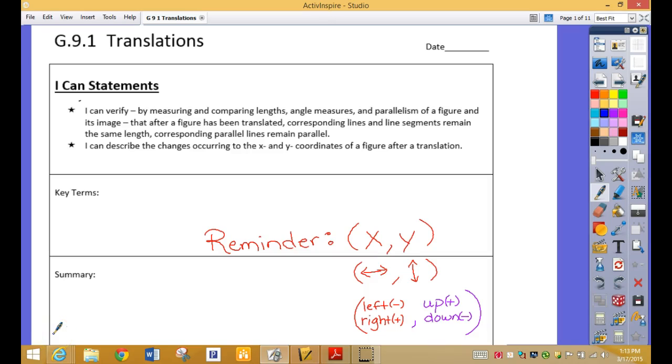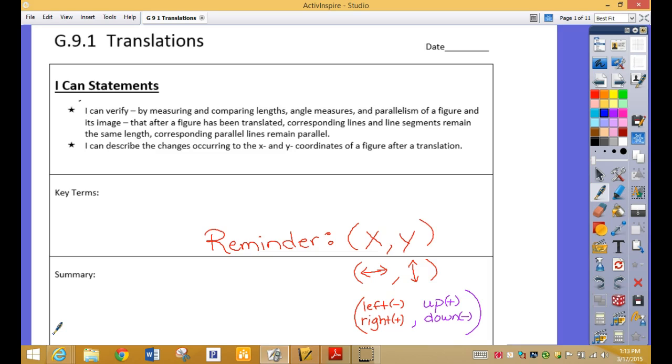Starting Unit 9 today, all right? And Unit 9 is on congruence. 9.1 is on translations. Everything that we talk about in this unit, so to say, is taking a pre-image and you're doing something to make the new image.